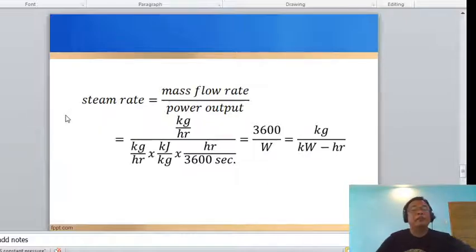So that is quite clear, class. Rearranging the equation, we put 3,600 seconds in the numerator, divided by the work. My mass flow rate will be cancelled out, since this is also mass flow rate multiplied by work. That is why the equation for steam rate becomes 3,600 divided by the work. The unit now is in kilogram per kilowatt hour. So it is clear, class.